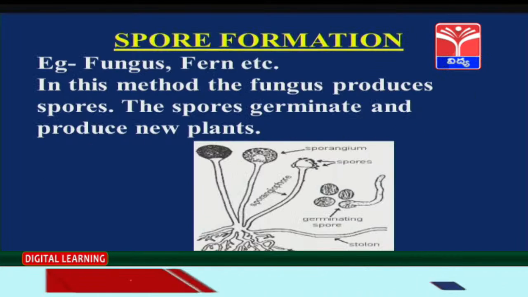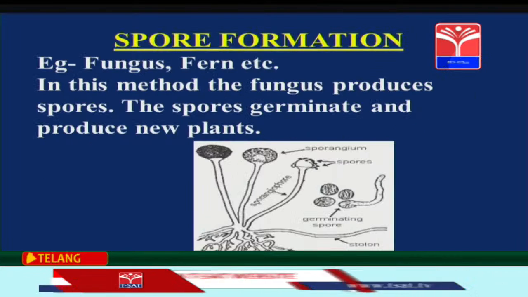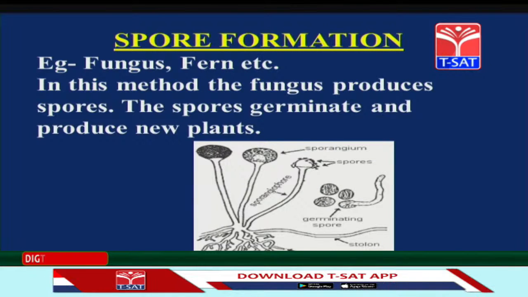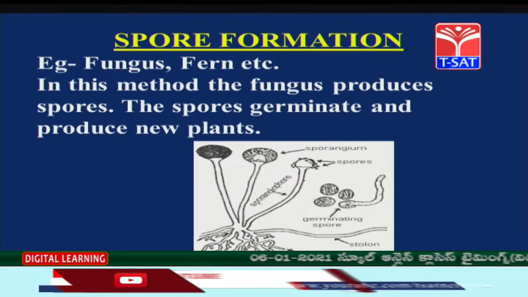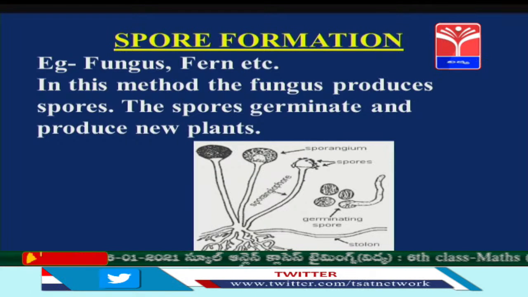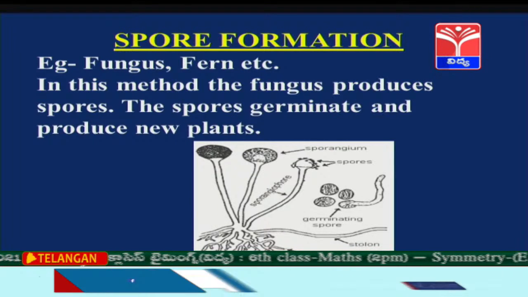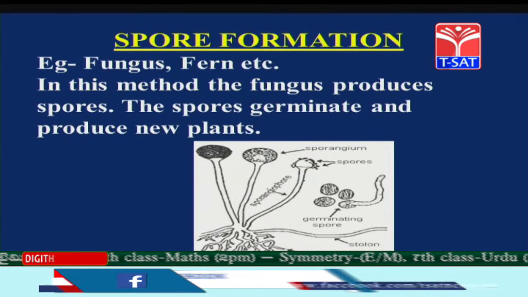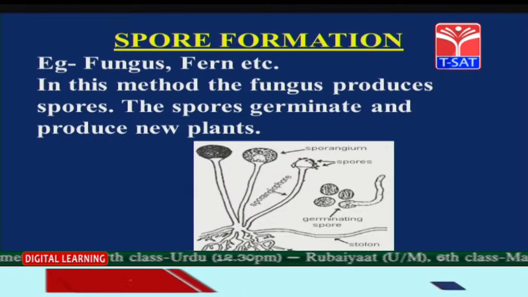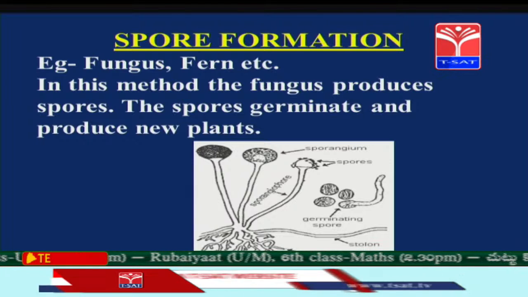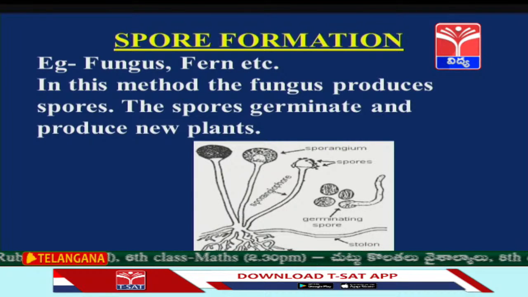The next one here is spore formation. This type of asexual reproduction occurs in fungus, where they produce spores. When the sporangiophore breaks and the spore falls on the ground, when the conditions are favorable, a new plant will develop. So this is also one type of asexual reproduction.